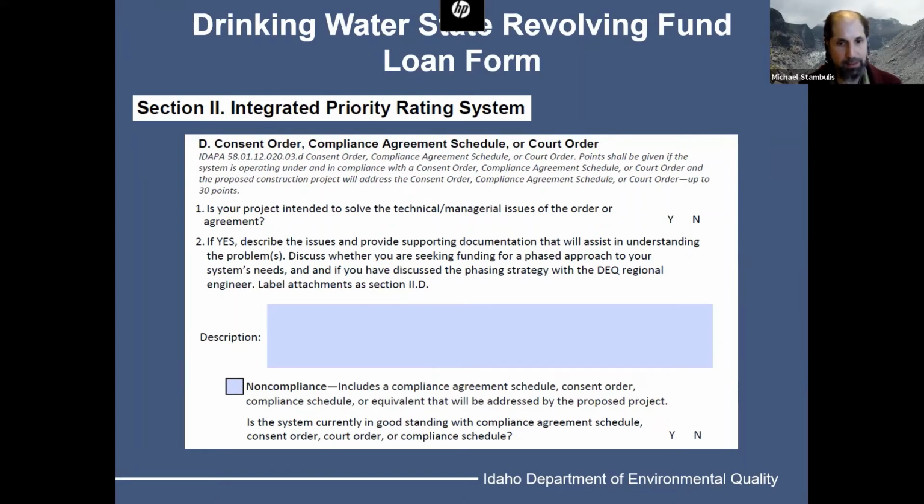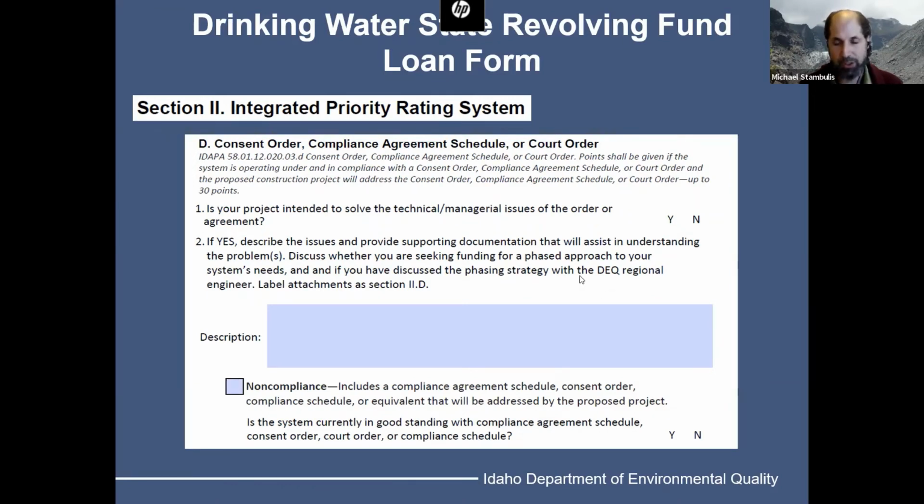But once again, to even the playing field for folks who are not yet into the compliance world with DEQ, we ask the question about, are you in good standing with that? If you are, you'll retain all the awarded points. And if you're not acting in good faith with a compliance document, the system will lose a portion of the points.